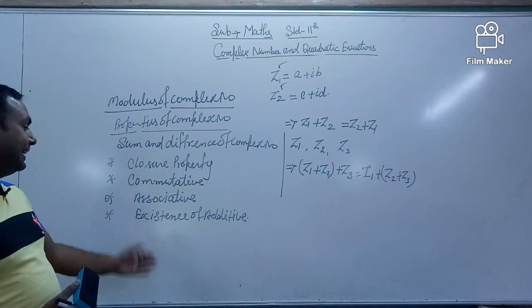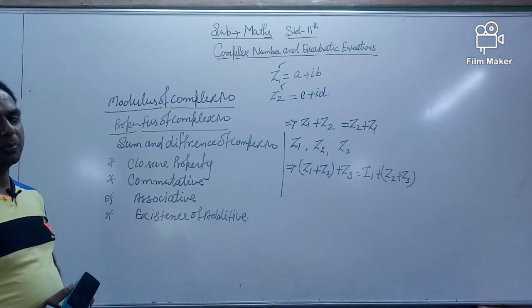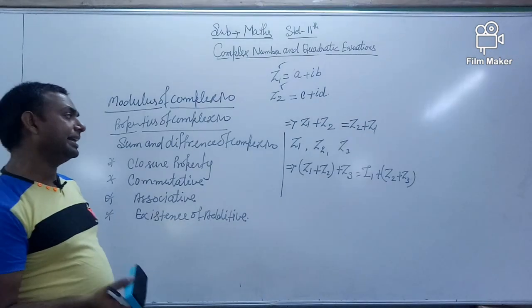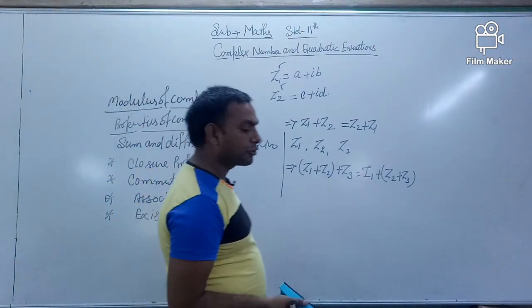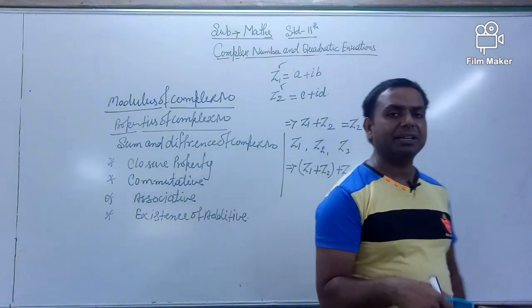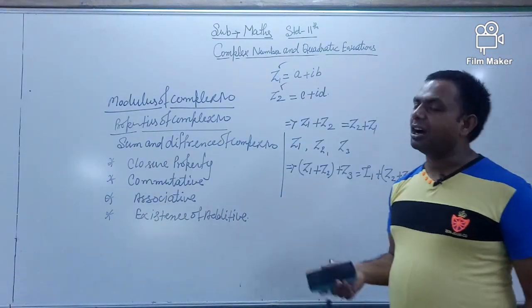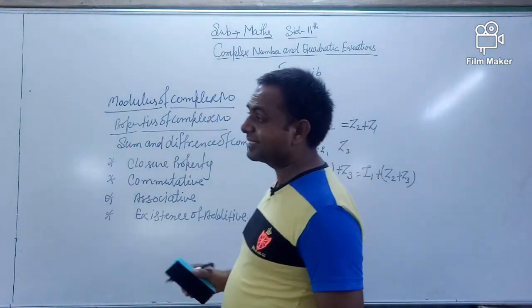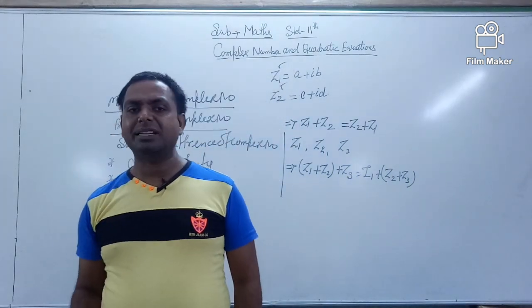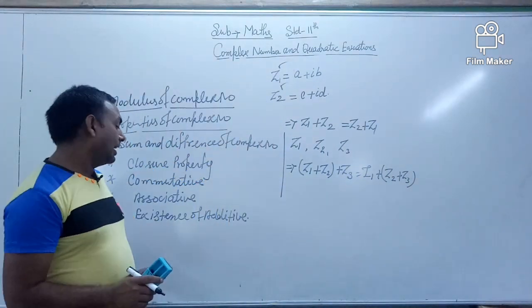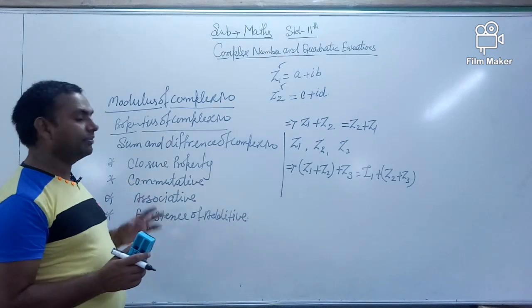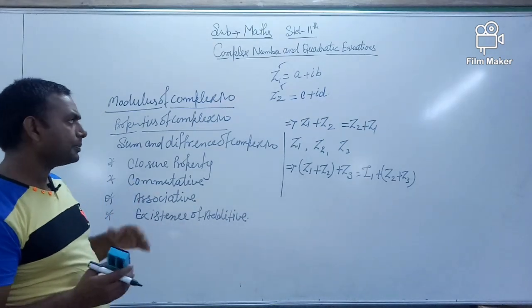After that, the existence of the additive identity. It means if you have a complex number and you either add 0 or subtract 0, there is no change in that complex number. This is called the additive identity of a complex number.